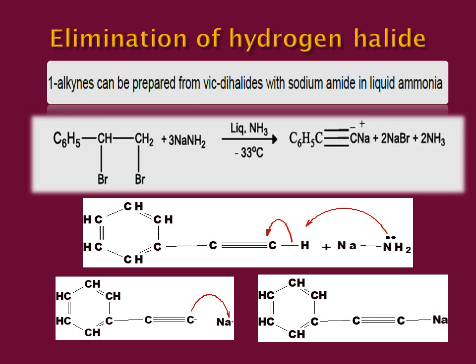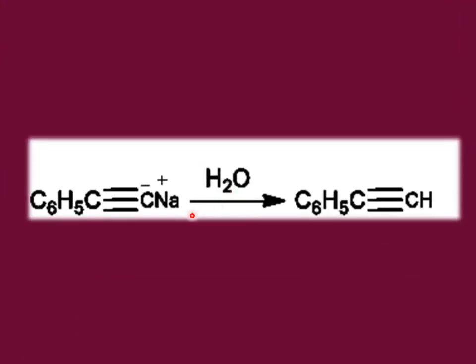Now students, this sodium alkanide are very important laboratory reagent, but they can also be hydrolyzed back into the respective alkyne. If we are going to use water, hydrogen is going to attach with this carbon atom, sodium with the hydroxyl group, making sodium hydroxide and yielding the respective alkyne.